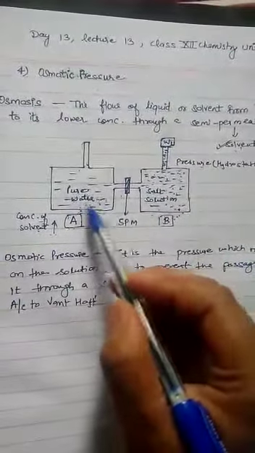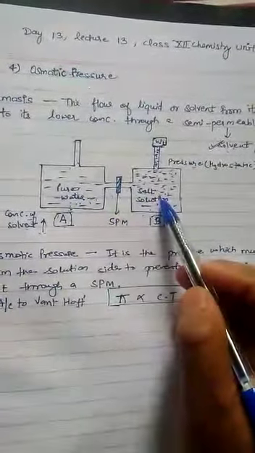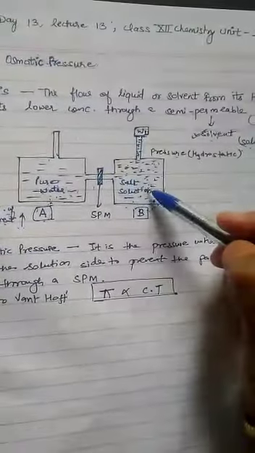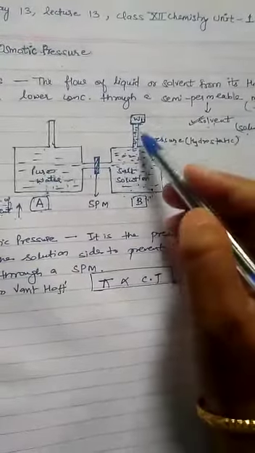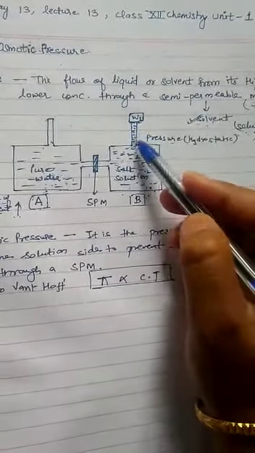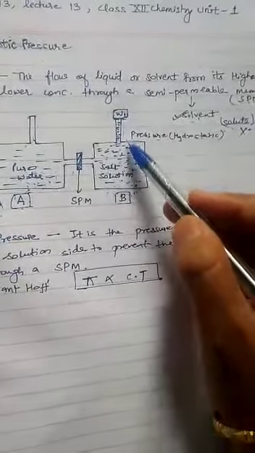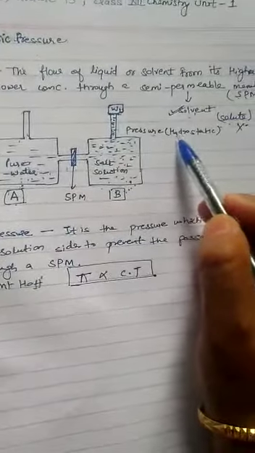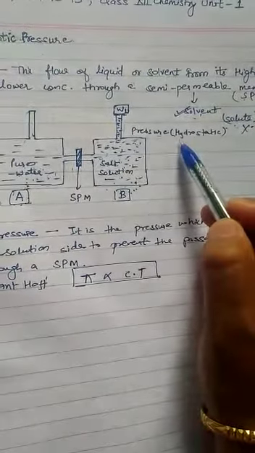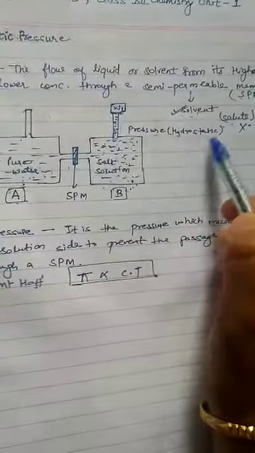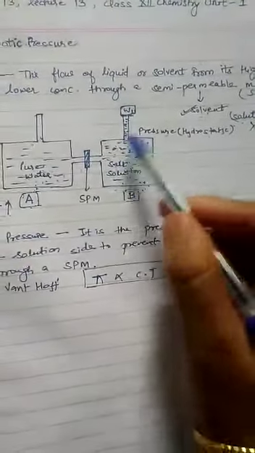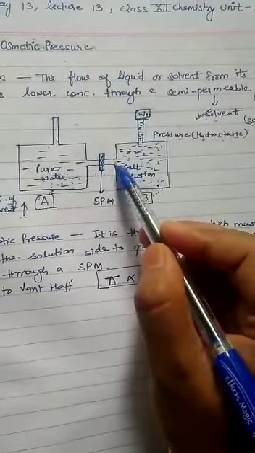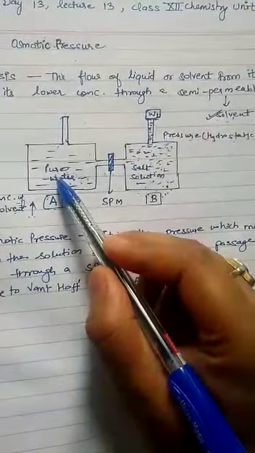So water molecules will move from A to B, and as the water molecules will move, after some time there will be an increase in the level of water molecules in container B. Due to this rise in the level of water, a pressure will be created. This pressure is created due to water, that's why we are saying it as hydrostatic pressure. Now due to this pressure, some of the solvent molecules will now try to move back to the container A.